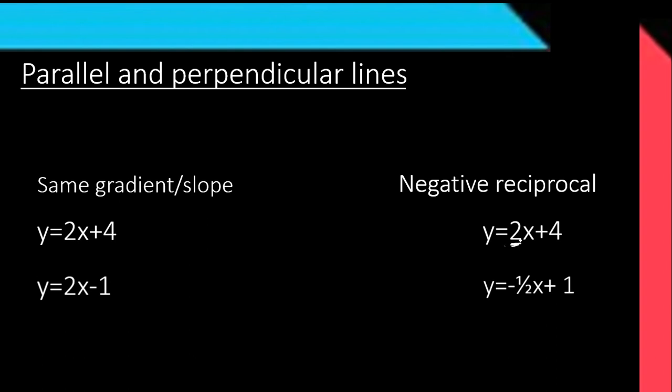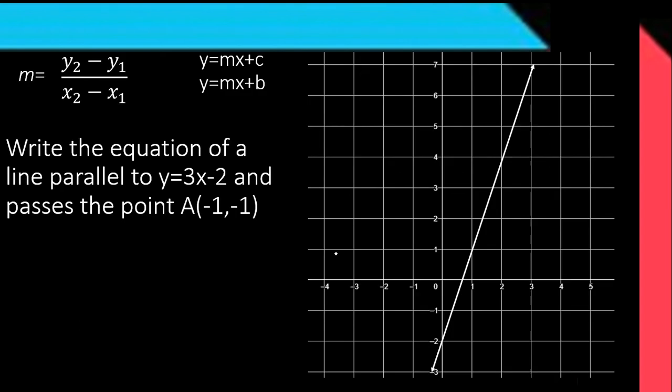So if we were given that my slope was 2, the negative reciprocal is going to be negative 1 over 2. If you don't know what this word means, I am going to go over it in the video a little bit later on. But that is the difference between the two. If you know that something is parallel, they would have the same slope. If they are perpendicular, it's the negative reciprocal. So let's have a look at a question. So we're going to start with parallel.